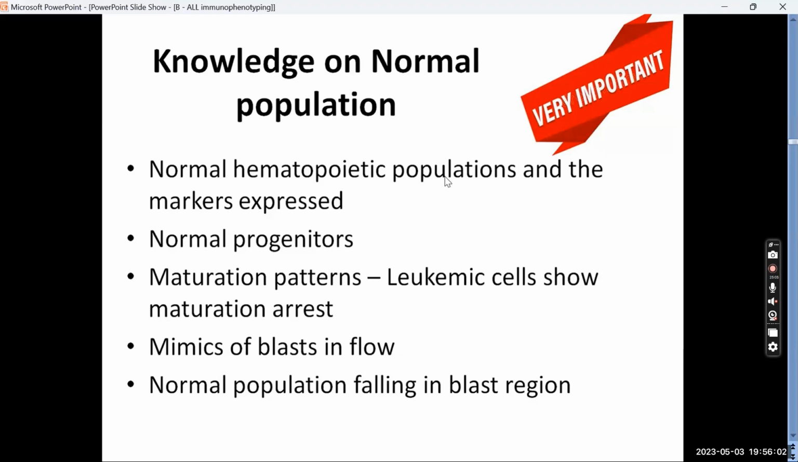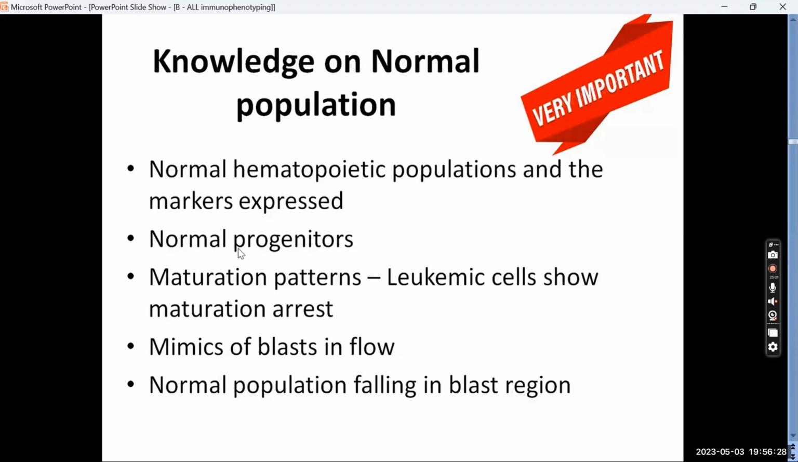Okay, CD117 is brightly expressed in mast cells. If you don't know CD117 is expressed bright in mast cells, you can take that as residual disease. You can get that bright 117 and say, this is a myeloid blast which is expressing bright 117, so this is disease. So you can go wrong. So you should know what the normal hematopoietic populations are and what markers they express. You should know what normal progenitors are.